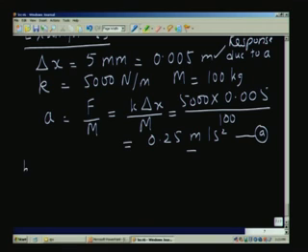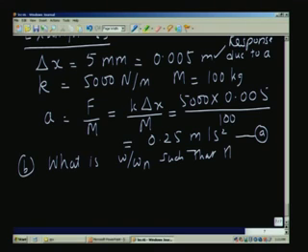The part B, what we want to do is to find out the value of omega by omega n. What is omega by omega n such that the amplitude response.